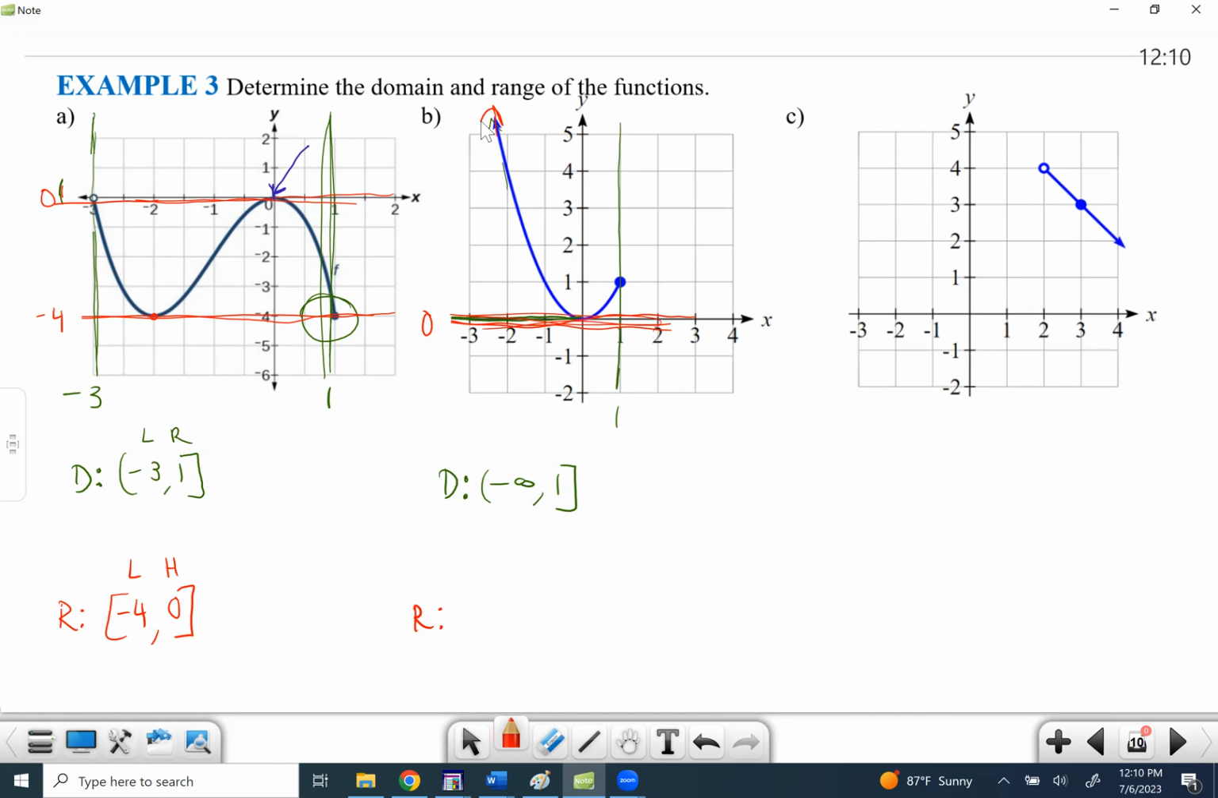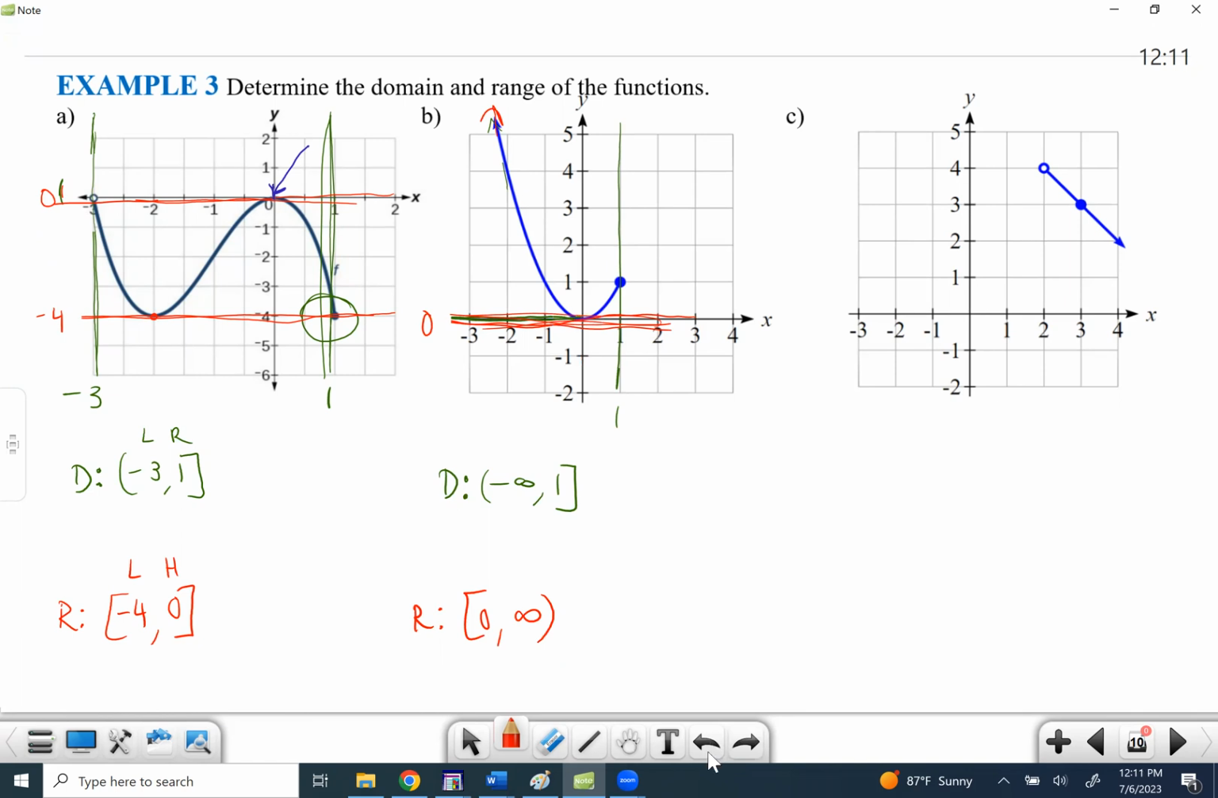So it's going to be the same type of thing. It's like, okay, I have a lowest, 0, but it goes up forever. So it's going to go towards infinity. Now I put a square bracket on 0 because there is an actual point right there. Right here at 0, there's an actual point there. So I do need to include it.